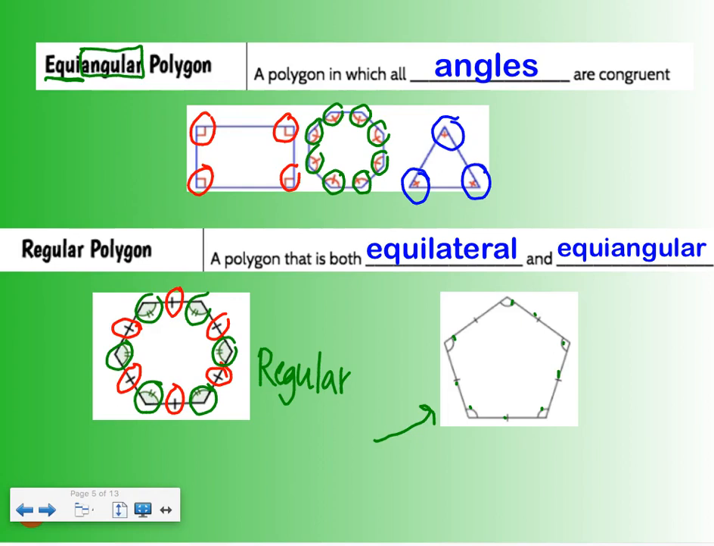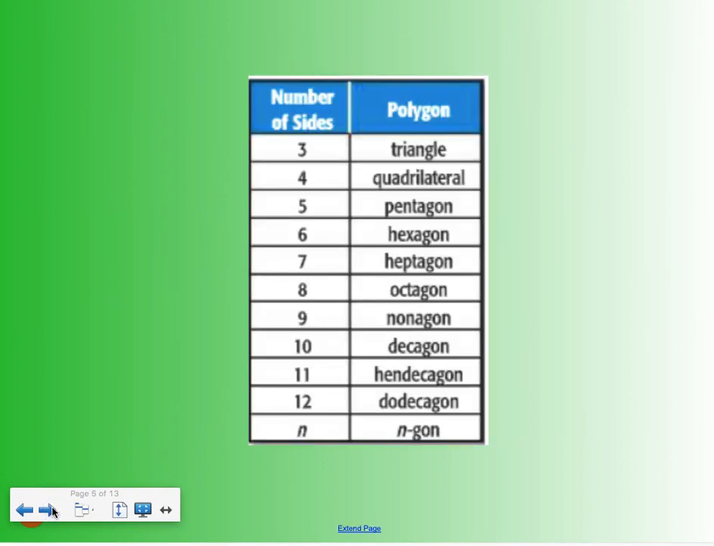Then the last way we can classify or name a polygon is by the number of sides it has. A lot of these you've probably heard before. Obviously, we know a triangle has three sides. A four-sided figure is a quadrilateral, then pentagon, hexagon, heptagon. Maybe some ones you haven't heard: a nine-sided figure, nonagon, and a 10-sided decagon. Think, how many years in a decade? Well, there's 10 years, so a decagon.